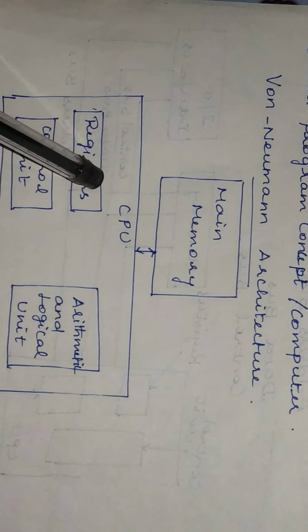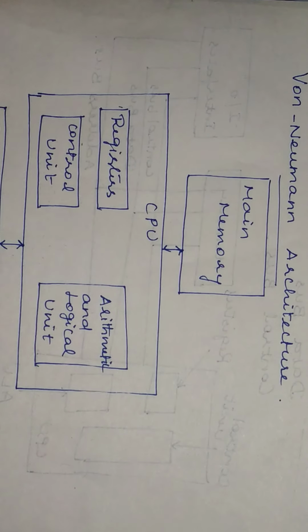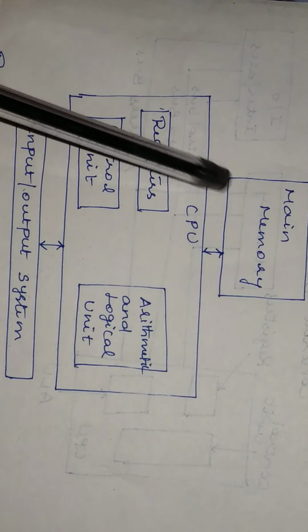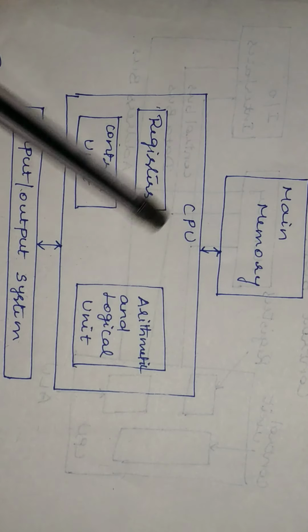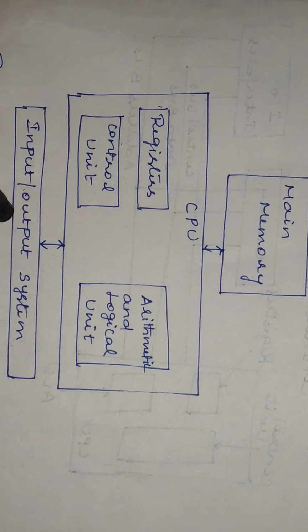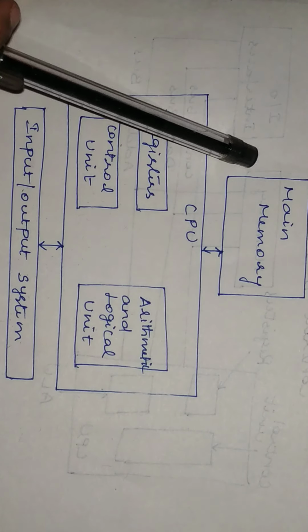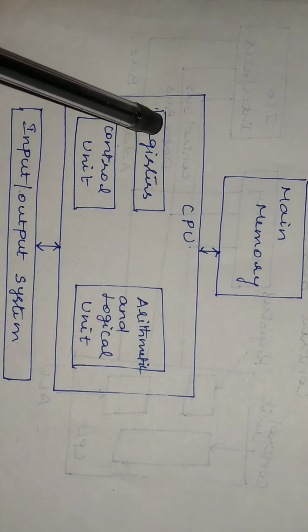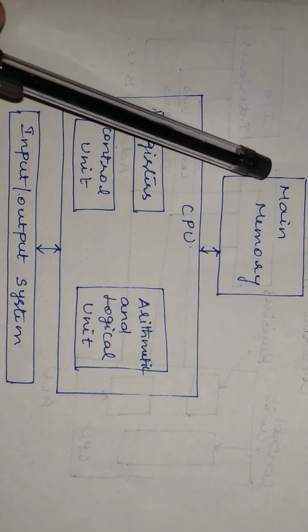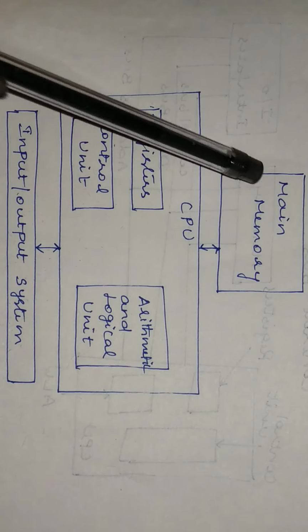Here let us see what the components of the von Neumann architecture are. The first is main memory, then the CPU, and the last is the input output system. These are the three components, or subsystems, in this architecture. Let us see them one by one. First is main memory.